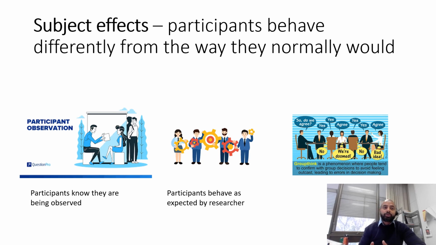So they don't behave the way they normally would in natural settings, of course, because they know they are being observed, or they are trying to please the researcher, especially if the researcher has talked to them about the hypothesis and the results he or she is expecting from the research. So the participants are trying to behave as the researcher would expect them to behave to get that particular outcome or to address the hypothesis.